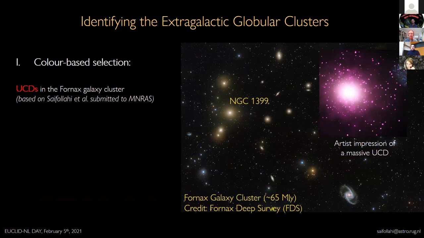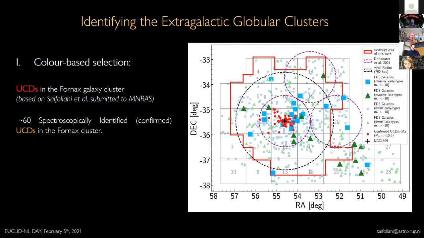For example, we have color-based selection of globular clusters. We used these techniques to find ultra-compact dwarfs in the Fornax cluster, which, briefly, are massive and brighter globular clusters. For historical reasons, they are called UCDs. The majority of them are actually related to globular clusters, but some of them are stripped nuclei of dwarf galaxies. Anyway, we looked at the Fornax cluster, and in the Fornax cluster, 60 of these bright globular clusters, or UCDs, are known.